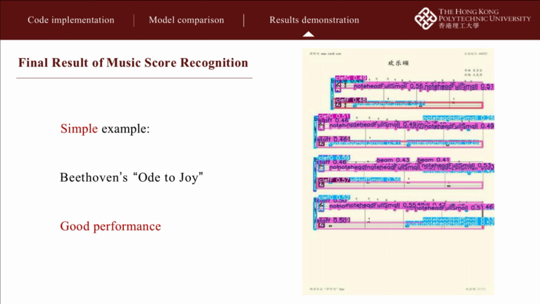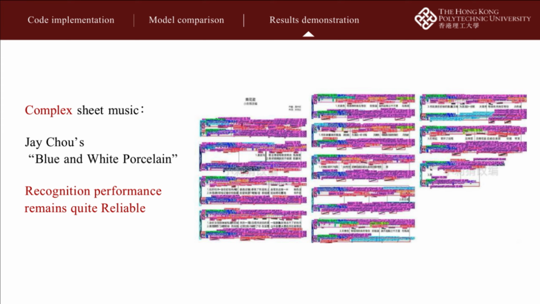And at last is a result demonstration. The final result of music score recognition. The simple example is Ode to Joy. It's a good performance. And the complex sheet music is Blue Danube and White Prelude. Its recognition performance remained quite reliable.